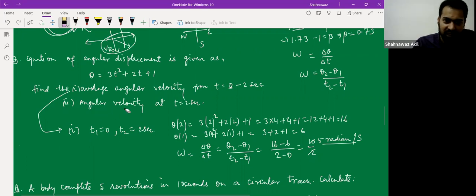Now let us calculate the angular velocity at t equals 2 seconds. In this second question, what are they asking about, what angular velocity?